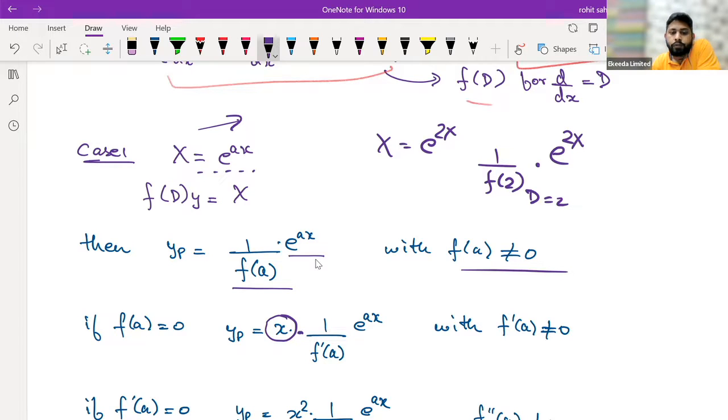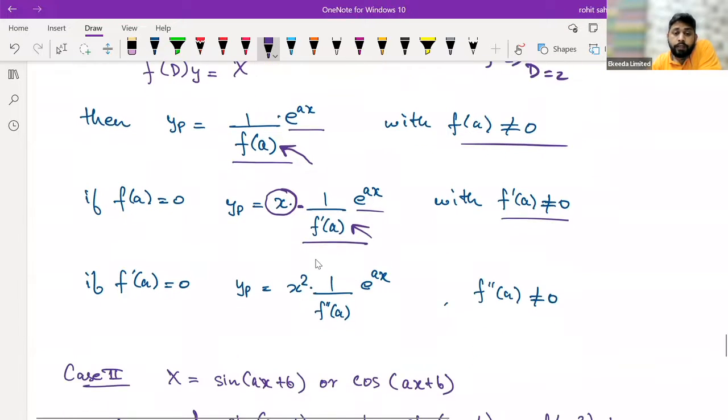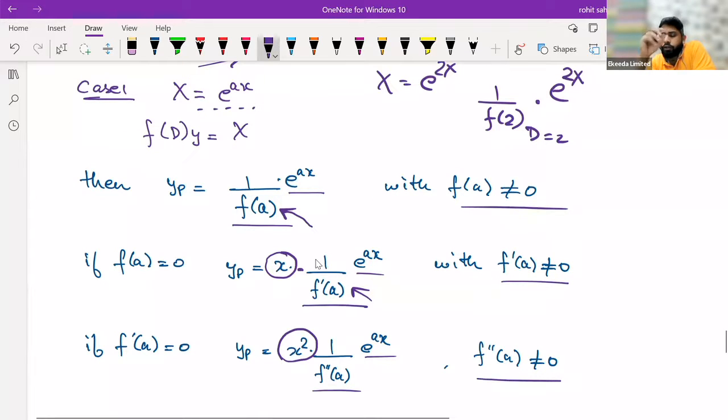So that is x times of 1 by f dash of a e to the power of ax. Now instead of putting a for f of d, you are putting it for f dash of d. Condition: f dash of a should not be equal to 0. And if this also becomes 0, then you can make the term x square and multiply it by 1 by f double dash of a e to the power of ax. Again, the condition is that the double derivative at x equal to a should not be equal to 0, and so on. Fine. This is one way when the non-homogeneous part, the r of x, is the exponential function e to the power of ax. The same a we used here.